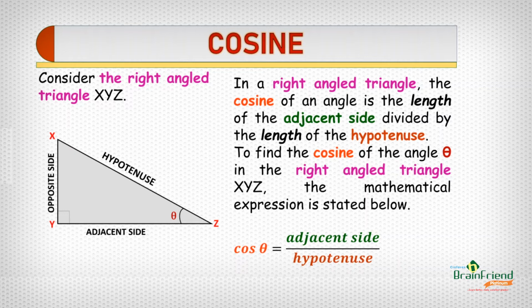In a right angle triangle, the cosine of an angle is the length of the adjacent side divided by the length of the hypotenuse. So to find the cosine of the angle theta in the right angle triangle XYZ, the mathematical expression is cos theta is equal to adjacent side over hypotenuse.